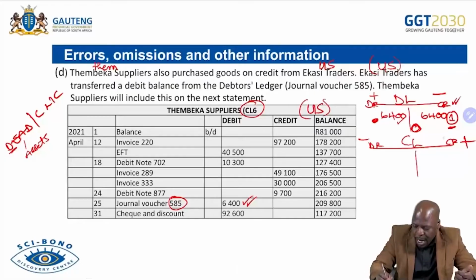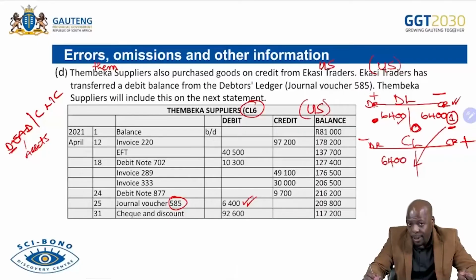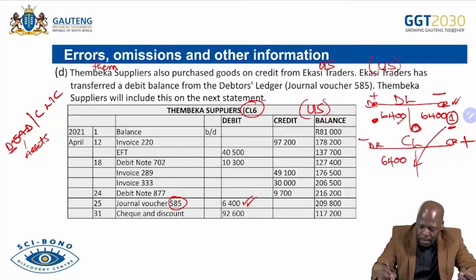My entry number 2 now, remember to complete double entry, I have a credit, so I now need a debit. And my debit, I'm going to come here and say 6.4 in the creditors ledger. Okay? In the creditors ledger. That is why when you come now to your creditors ledger, remember it's a plus here and a minus. You find it now in the creditors ledger on the debit side. The debit side is a minus side.